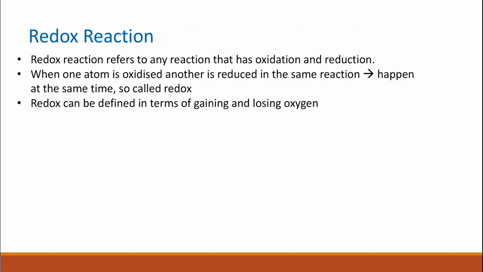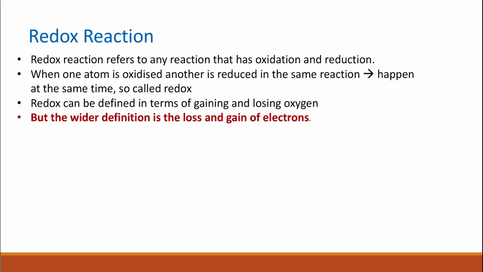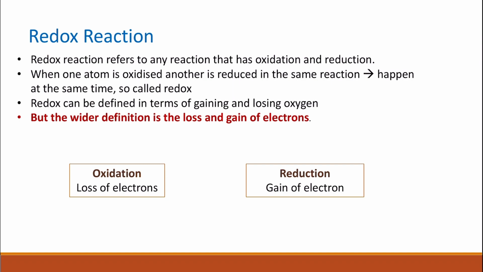Redox can be defined in terms of gaining and losing oxygen, as we said before, but the wider definition is actually the loss and gain of electrons, not the loss and gain of oxygen. So oxidation is actually loss of electrons and reduction is gain of electrons. So let's have some examples to see what is oxidized and what is reduced in a specific redox reaction.